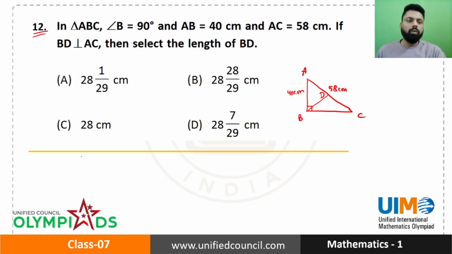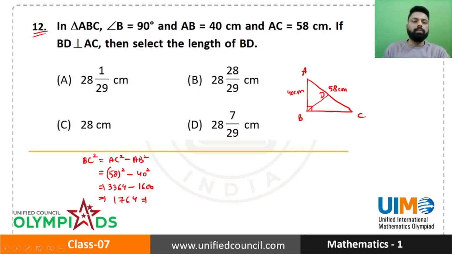So see, first of all, over here we know that this is a right angle triangle. So BC square is equal to AC square minus AB square, 58 square minus 40 square. 58 square will be equal to 3364 minus 1600, that is 1764, which is going to be the square of 42. This implies that BC is equal to 42.